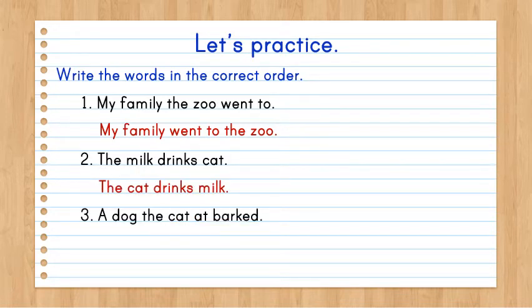Next, a dog, the cat, at bark. There are two nouns here, and the action word or the verb is barked. So who barked at who? Usually a dog barks, isn't it? So the correct sentence is: a dog barked at the cat.